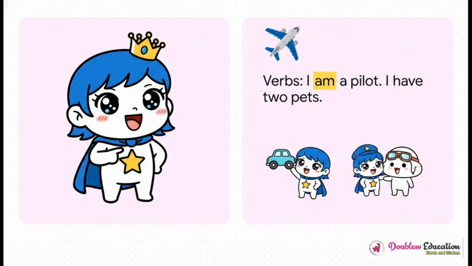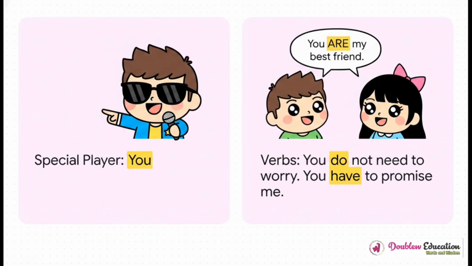So whenever you talk about yourself and use the word I, you use special action words like am and have. You would say, "I am a good friend," or "I have a new toy car." I just likes to be different. And you is just as special. It doesn't matter if you're talking to one friend or a whole group of friends, the word you always teams up with action words like are and do. So Rohan can look at Priya and say, "You are my best friend." It's just another simple rule for one of our VIP players.